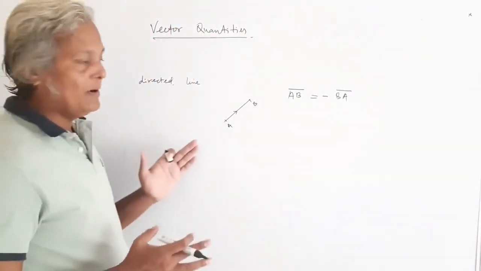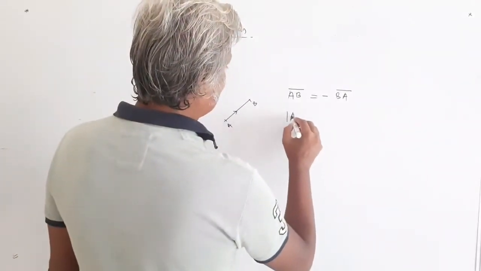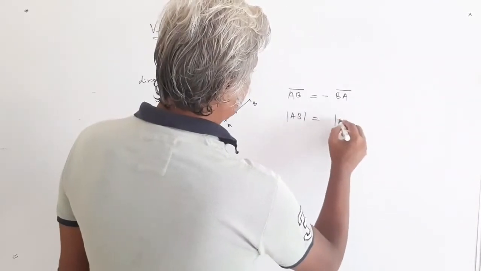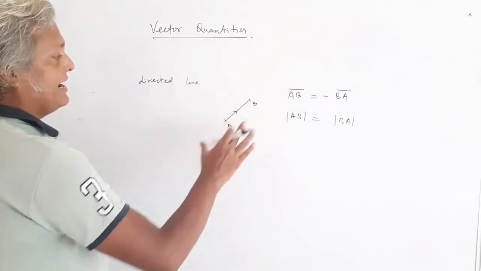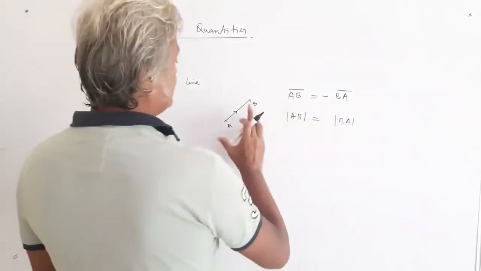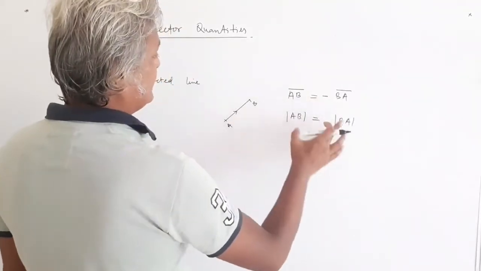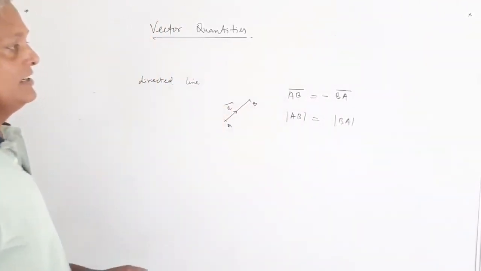And the magnitude part, the length of this line segment, is called the magnitude. So length is represented as AB and BA. Both are the same length, because the distance between A and B is the same as the distance between B and A, because they are straight lines. So their magnitudes are the same but the direction is different, and this quantity can be called a vector quantity.